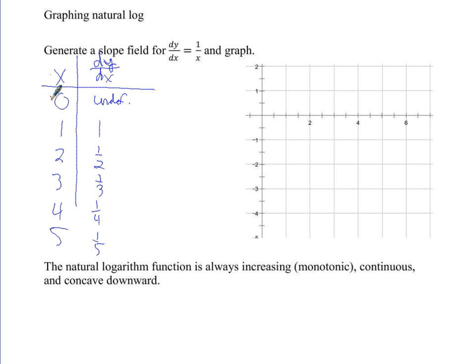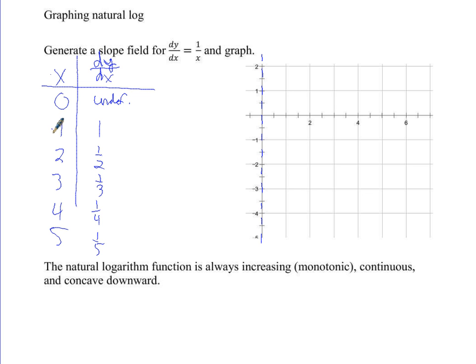When x is 0, we're on the y-axis, and our slope is undefined, which means that it would look like what? All lines are straight. Vertical. So our slope here is vertical. Each of these little tick marks is just showing what my slope is.